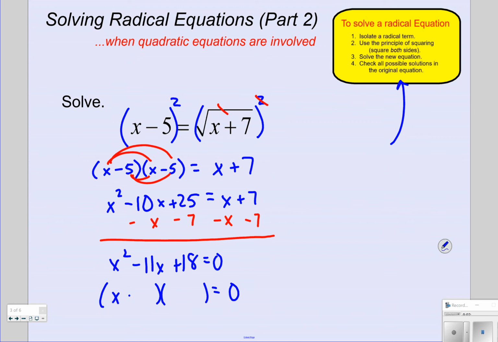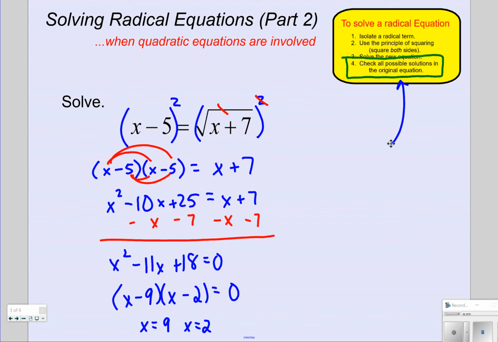It's x minus 9 and x minus 2. And so from the principle of zero product, I know that my solutions are 9 and 2. So what we have to remember, though, is step 4 of how to solve a quadratic equation is you have to check the solutions in the original equation.